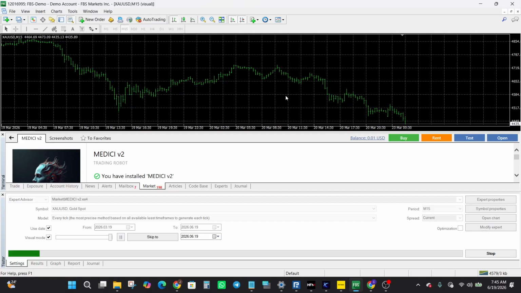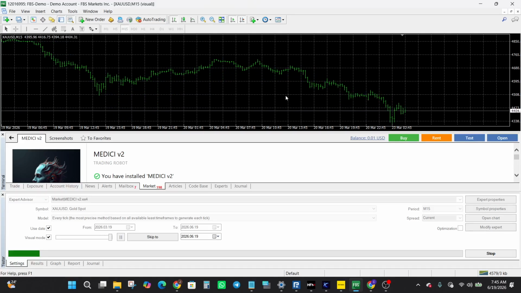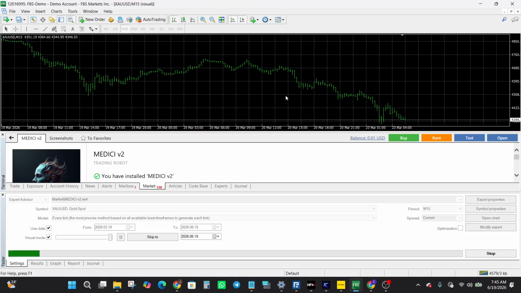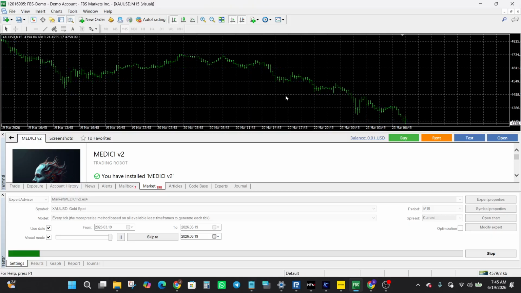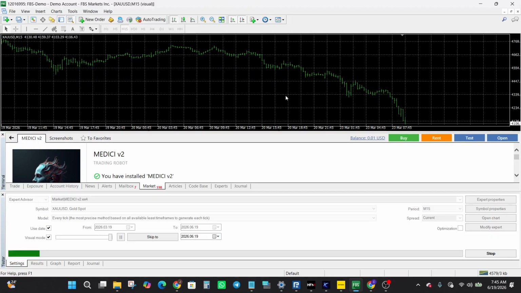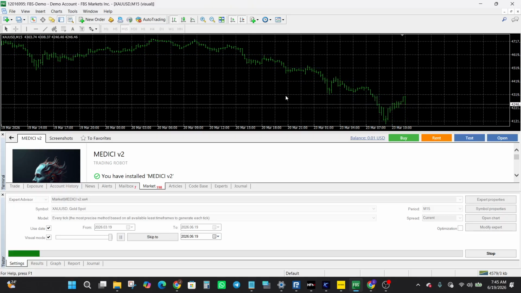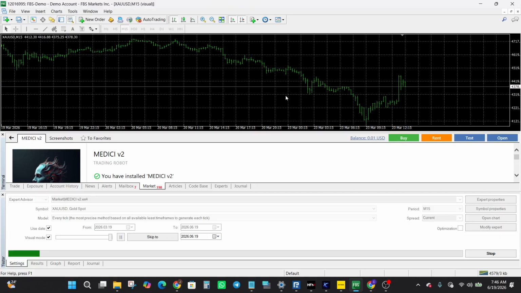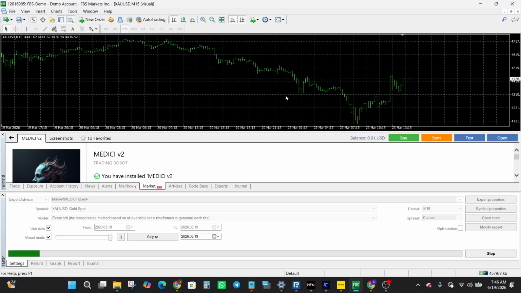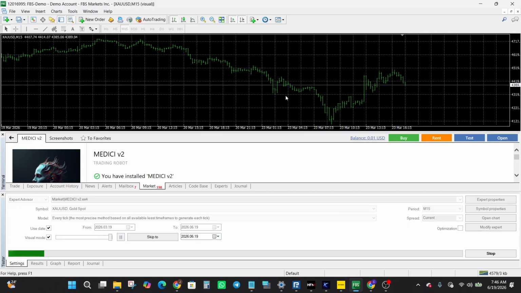Extending the testing period often provides a clearer picture of consistency, drawdowns, and overall risk exposure. Now, as with any historical testing performance, results can vary significantly depending on risk settings, lot size, broker execution quality, spread conditions, slippage, market volatility, and user optimization choices. That is why independent testing remains an essential step before considering live deployment.